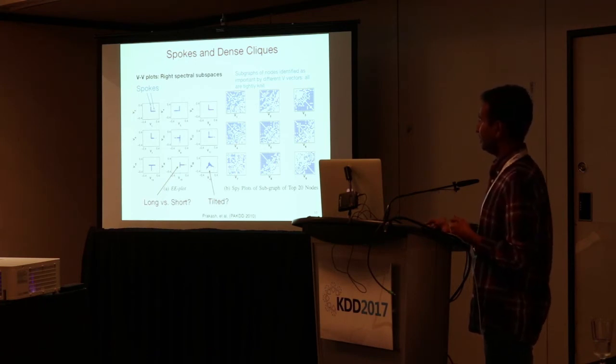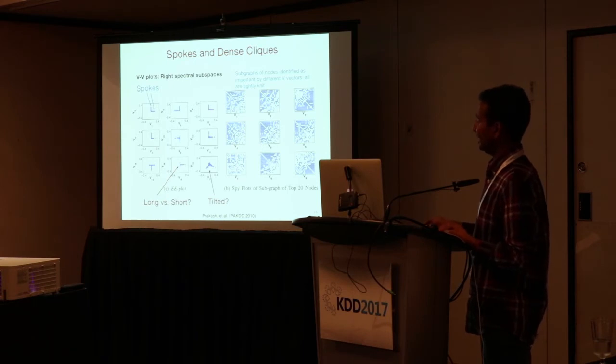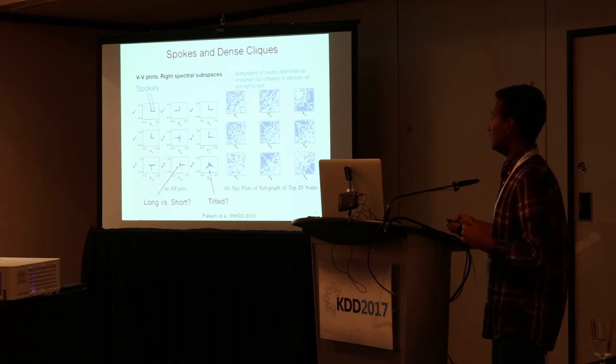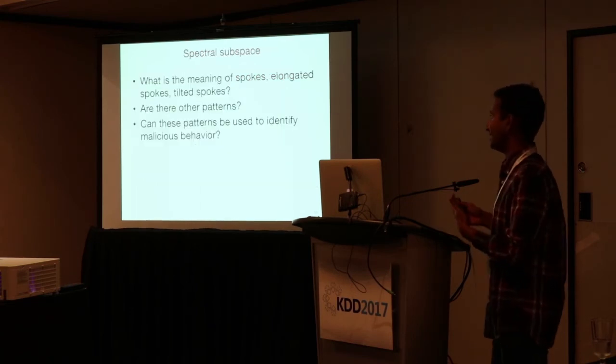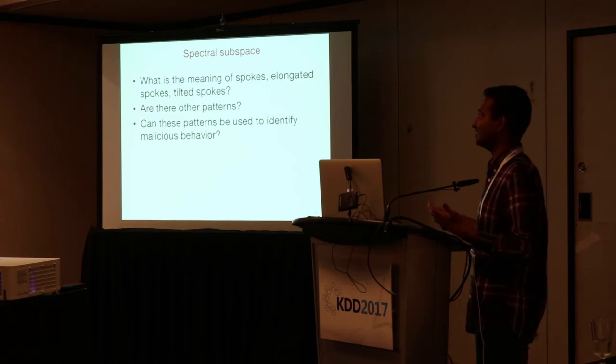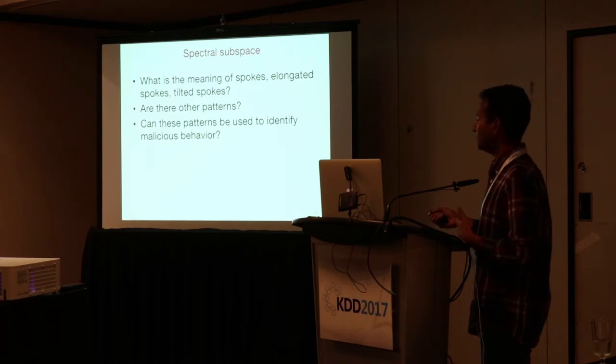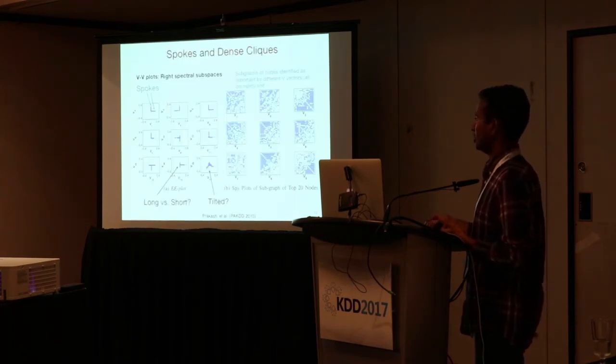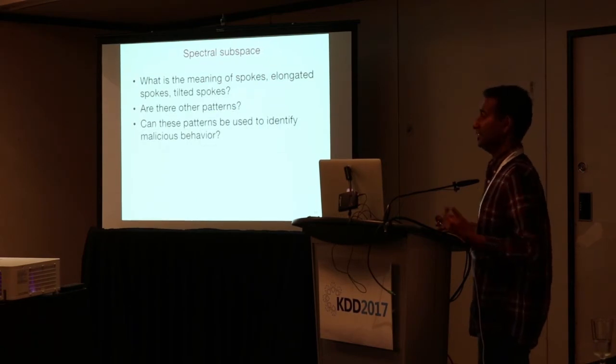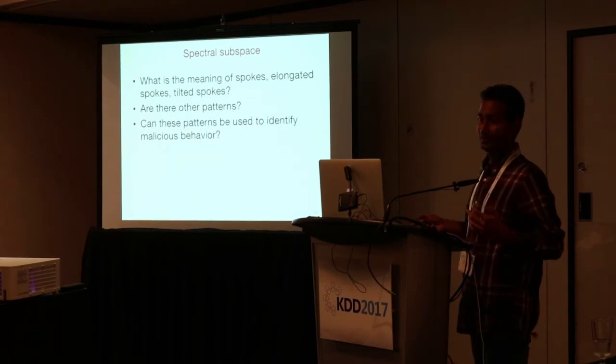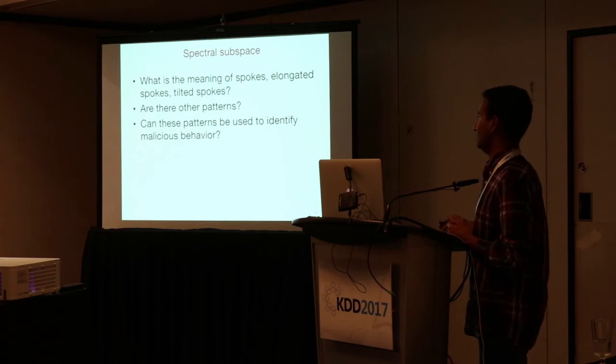But you see, even in this plot, you see a lot of different variations. You get long spokes as well as short spokes. You get tilting between these different vectors. And the idea is, what are these different patterns, and what is the meaning of these long versus short? What is the meaning of this tilt, and can we use this to identify these different malicious behaviors?